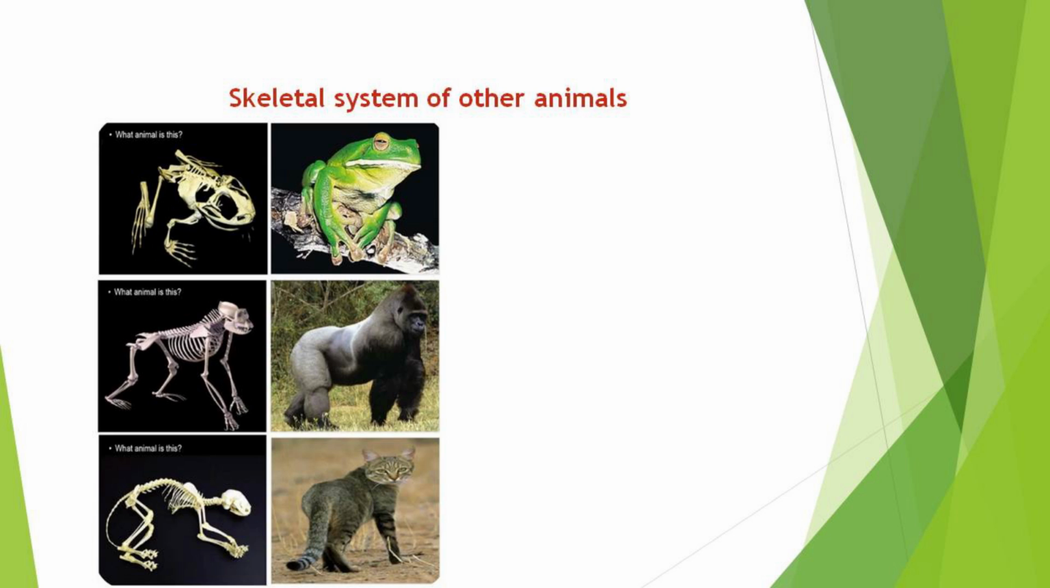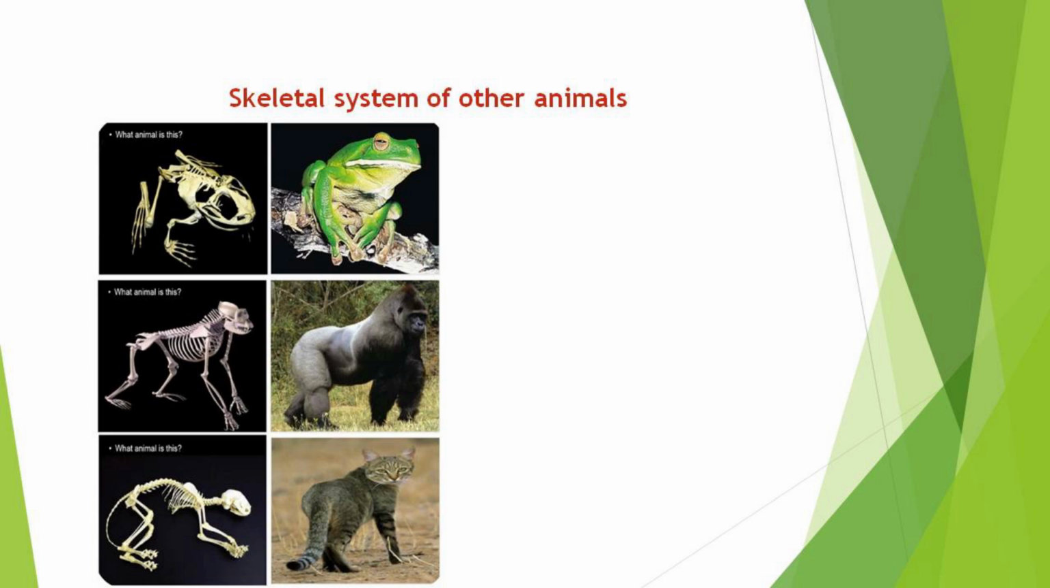In your textbook on page 59, on the top part, can you identify the animals from the pictures of the skeleton? The first one is of a cow, the second one is a dinosaur, third one is a fish, and last is the snake. You can also search on the net for more information.